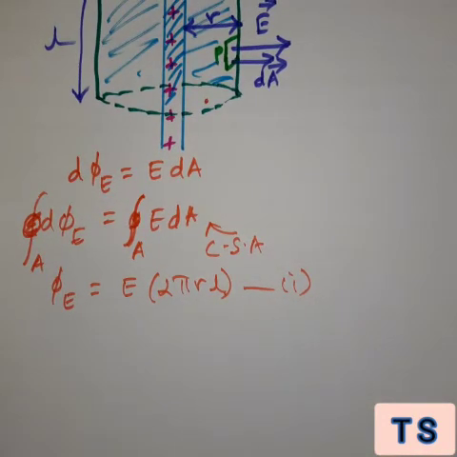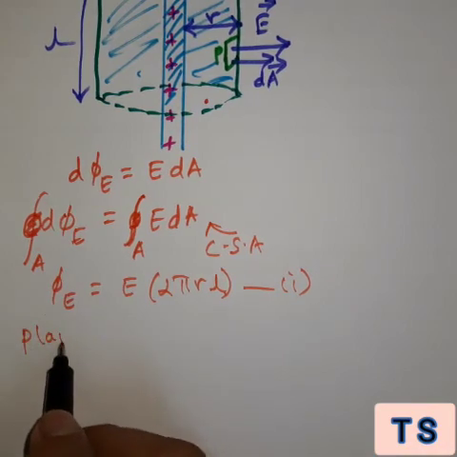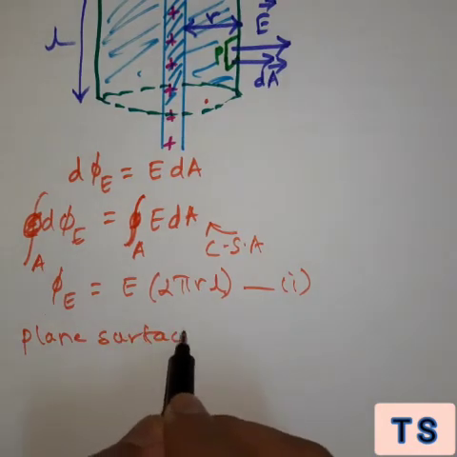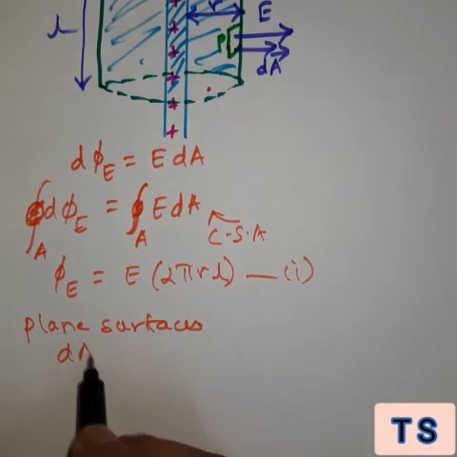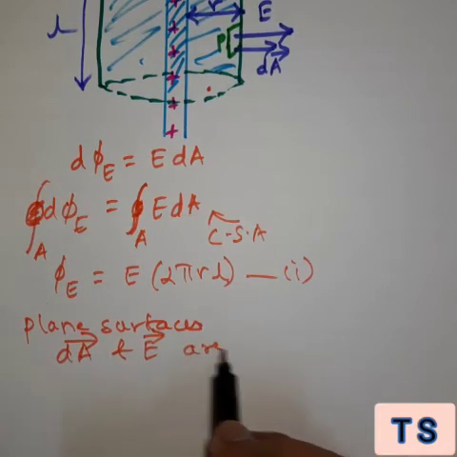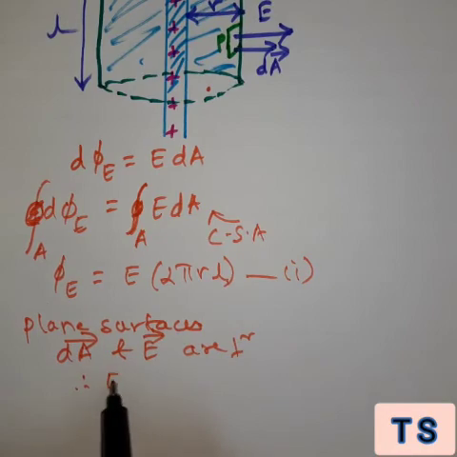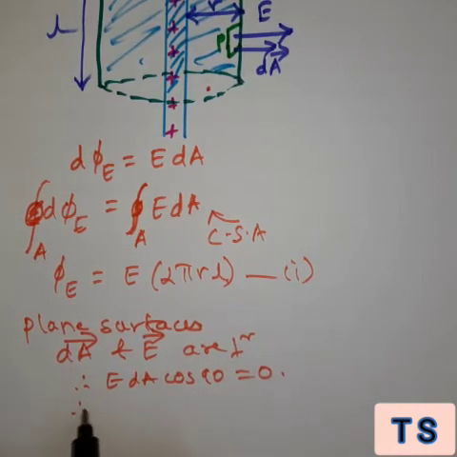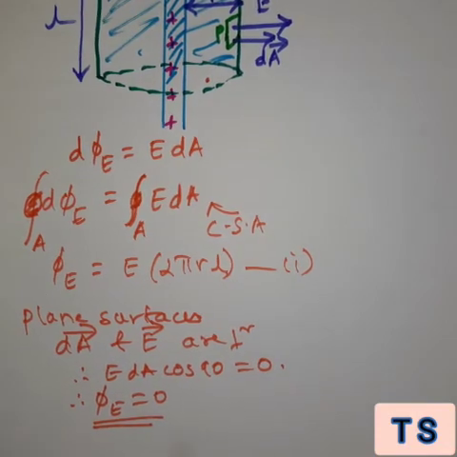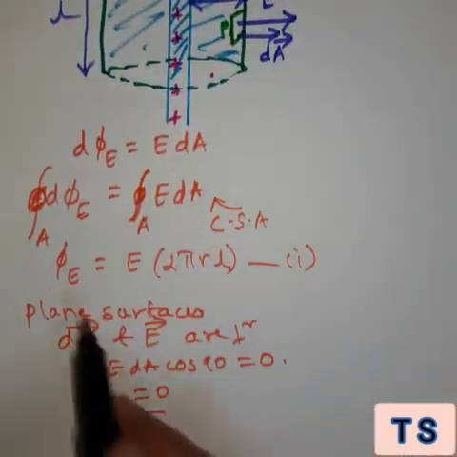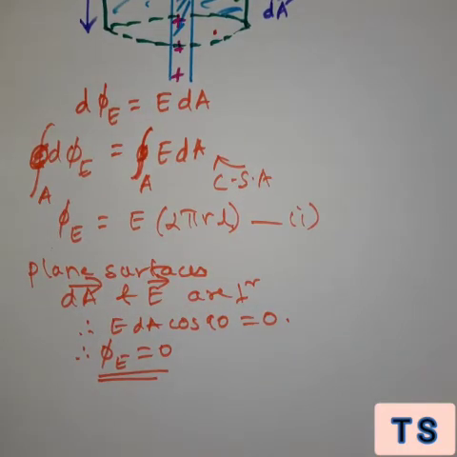Then if I look at the plane surfaces, I need to mention the plane surface also. In plane surfaces, my dA bar and E bar, they both are perpendicular. So therefore E into dA cos 90, which will give me 0. So therefore phi E equals 0 across these plane surfaces, that is these surfaces. So I got phi E, which is E into 2 pi RL.